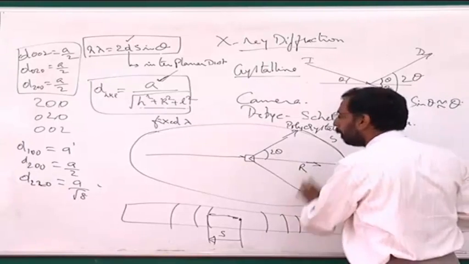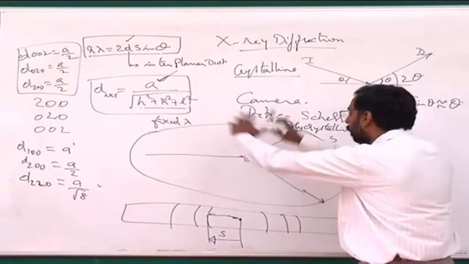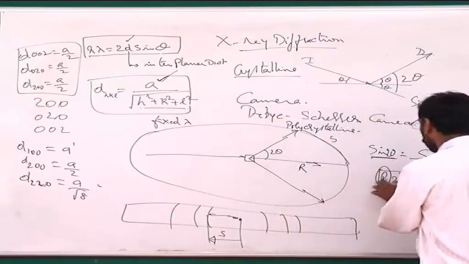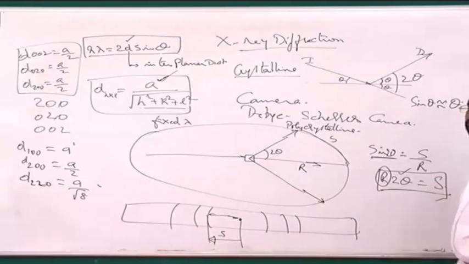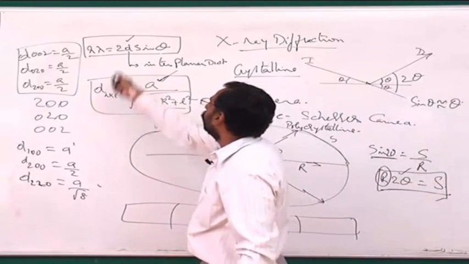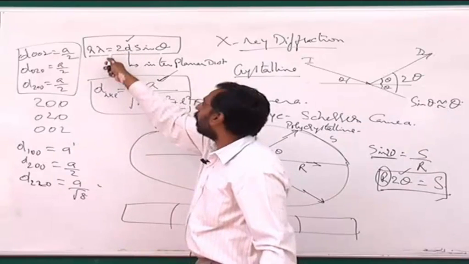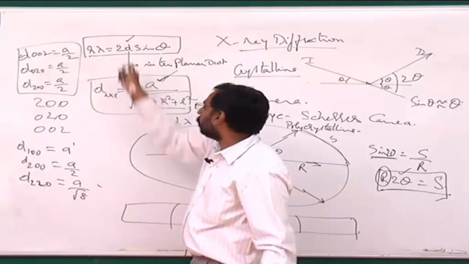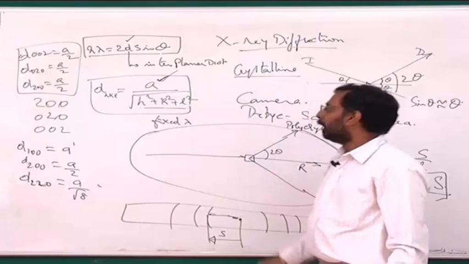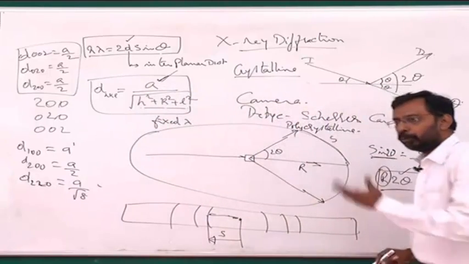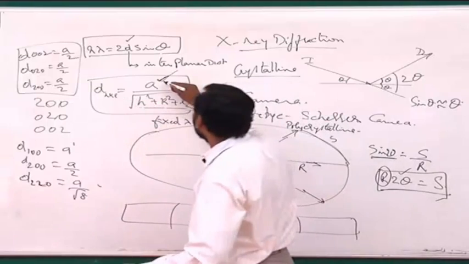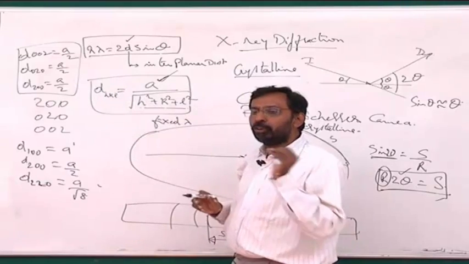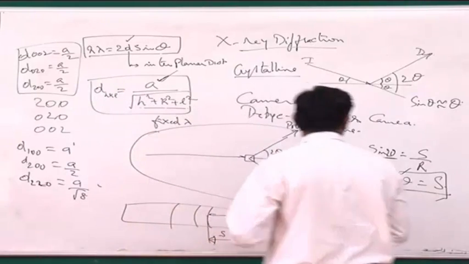Once I know the R for the whole camera, which is a cylindrical camera, and S can be measured, so 2 theta can be measured. Once I know the 2 theta, I can use the formula to find out what is the d, because I already know lambda, so I know the theta, and from the theta I can find out the d. It is not so simple. I will come to how to do this, because here d is connected to both a and hkl. How do I find out both a and hkl from one single d? It is going to be difficult. We will try to see how to solve that problem as we go along.